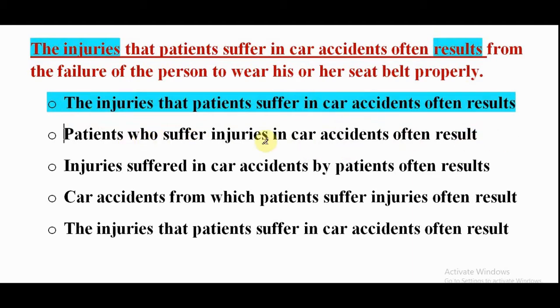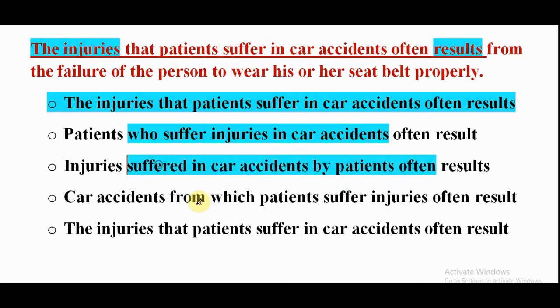Now how about option B? Patient result fine, but the problem is this is again modifier, right? And this is modifier for patient, so remove that part. What is left? Patient. Now the meaning of this sentence is patients often result from the failure of the persons to wear. Incorrect meaning. It is not patients result from the failure but injuries, right? So option B out.